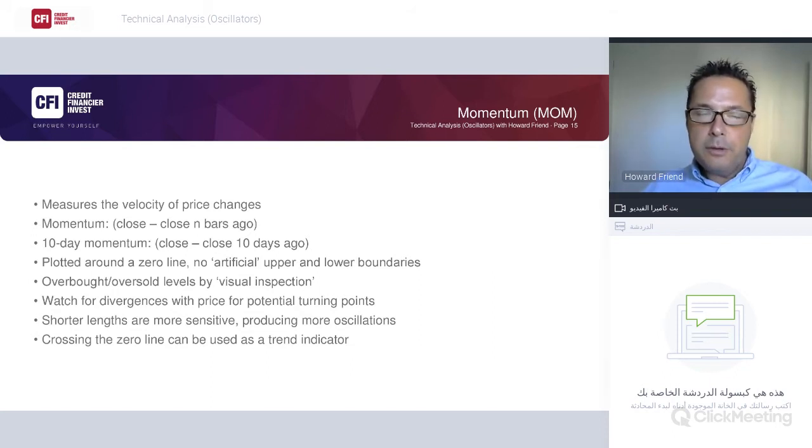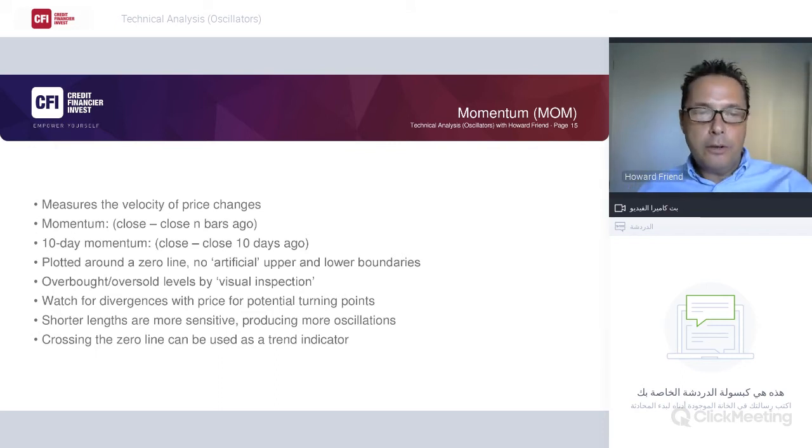So to determine whether the oscillator is in overbought or oversold territory, the idea would be to use visual inspection to check whether that is indeed the case. Also, one should be looking for divergences with the price for potential turning points.